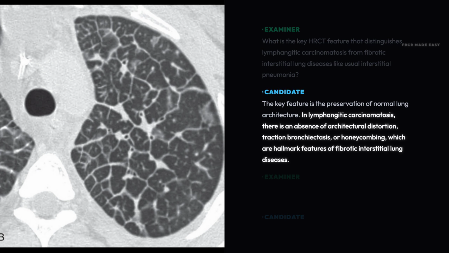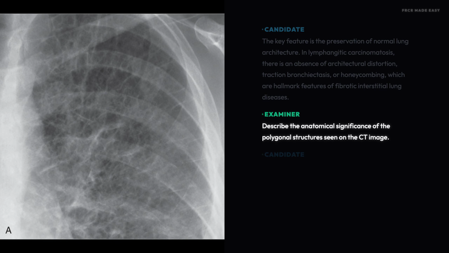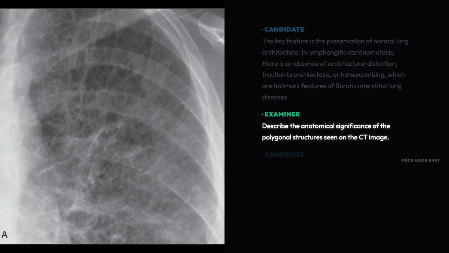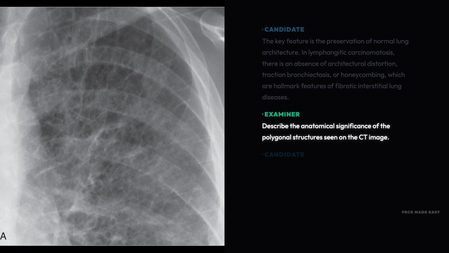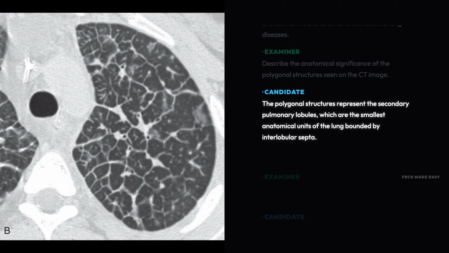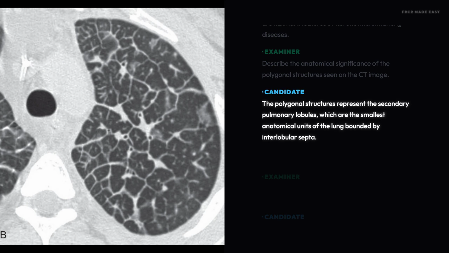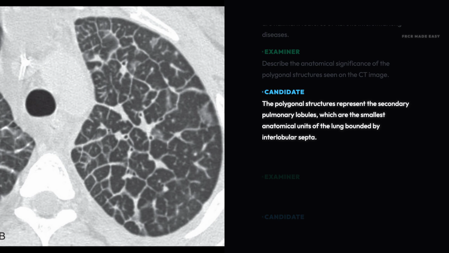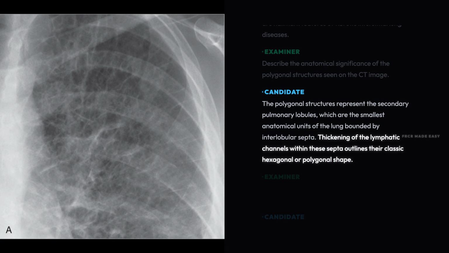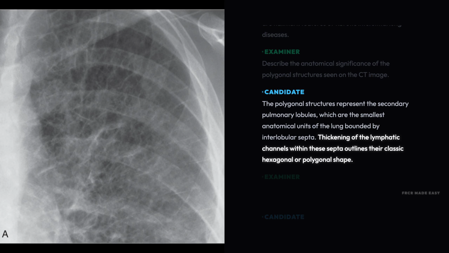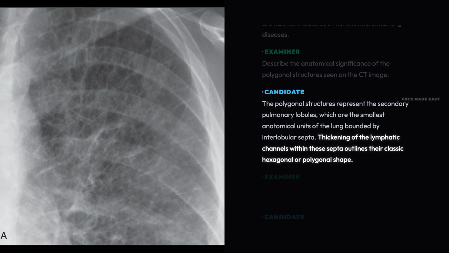interstitial lung diseases. Describe the anatomical significance of the polygonal structures seen on the computed tomography image. The polygonal structures represent the secondary pulmonary lobules, which are the smallest anatomical units of the lung bounded by interlobular septa. Thickening of the lymphatic channels within these septa outlines their classic hexagonal or polygonal shape.